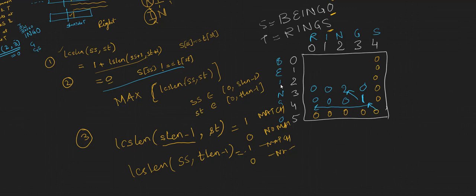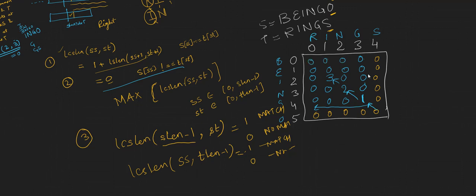Come up. I and G no match. Fill 0. I and N no match. Fill 0. I and I match. So fill 3. Now I and R no match. Fill 0. Same way E, G no match. E, N no match. E, I no match. E, R no match. B, G no match. No match.